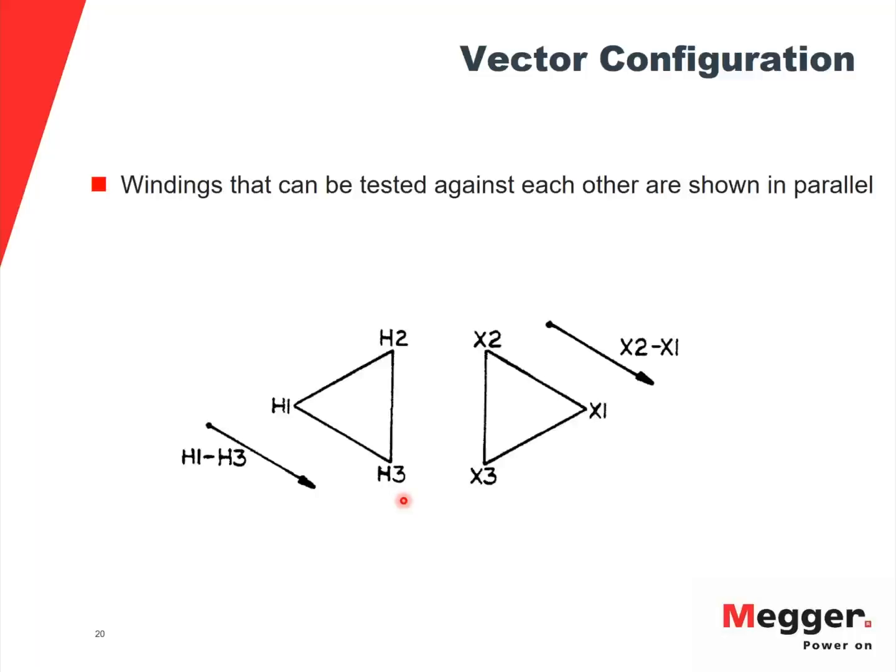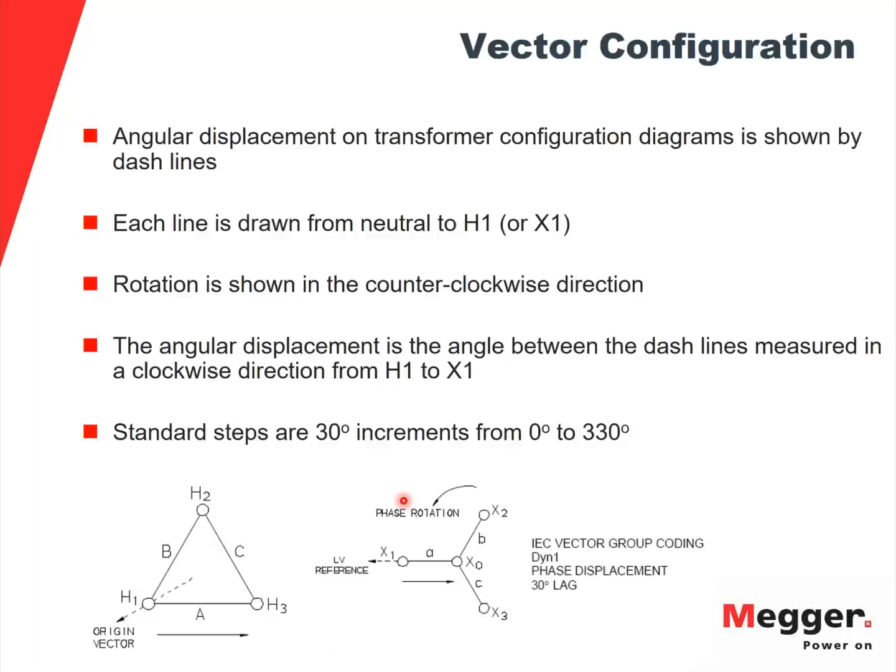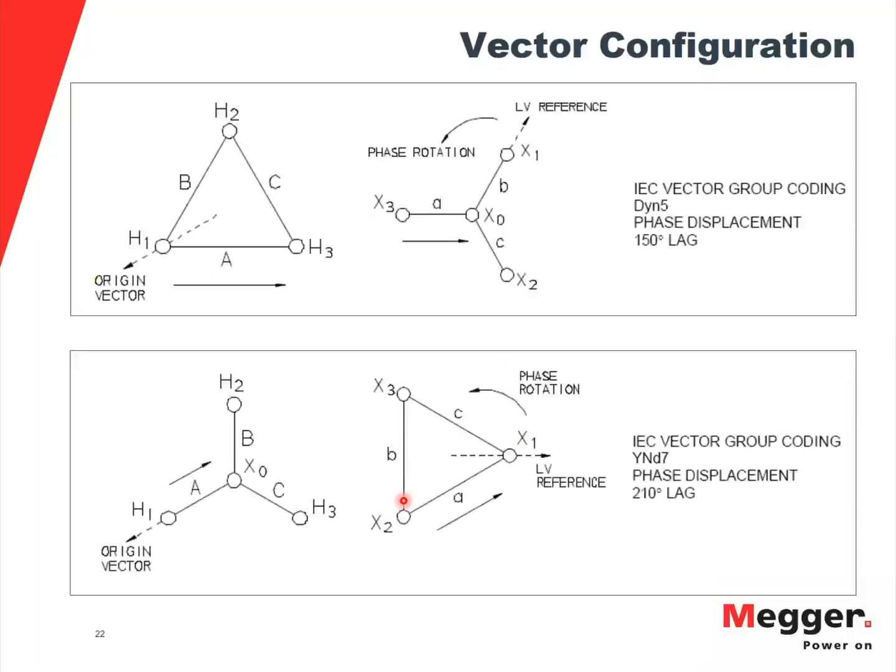So go ahead and advance one more time, or go ahead and go another one. We'll go to these examples here. So now you see on this one, once again, the top one is a D for delta, yn, and then it's 5 because now that reference from that X0 to X1 vector back to your origin vector on your primary side is 5 times 30 degrees, or 150 degrees.